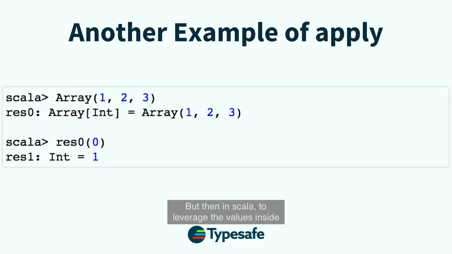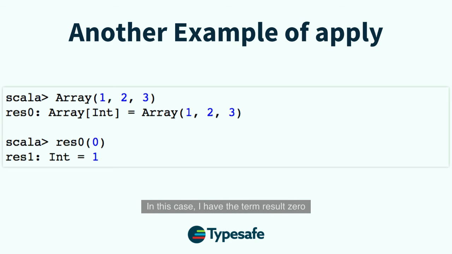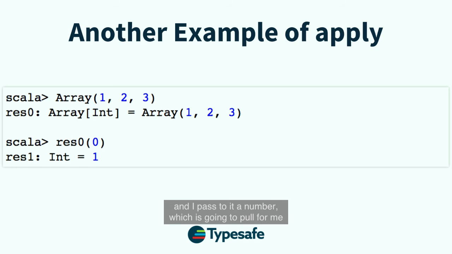But then in Scala, to leverage the values inside of that array, I don't use the typical square brackets to subscript the array value. In this case, I have the term res0, and I pass to it a number, which is going to pull for me the value that exists at that subscript index. So when I say res0 and give me the first value of a 0-based array, it's going to give me the first value, which in this case is 1.